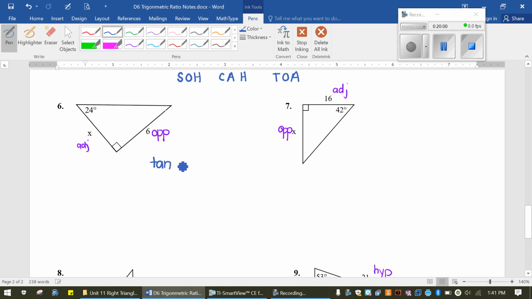So tangent of 24 degrees equals opposite first, which is 6, over adjacent, which is x. So just like number 5, we've got that variable in the denominator. So instead of multiplying both sides and showing that work and then dividing by tangent, we do this shortcut, which is to say 6 divided by the tangent of 24 degrees.